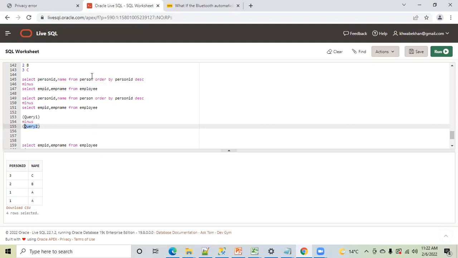Already we are late today. I hope you guys have understood this concept: left join, right join, full join, cross join, minus, mod.